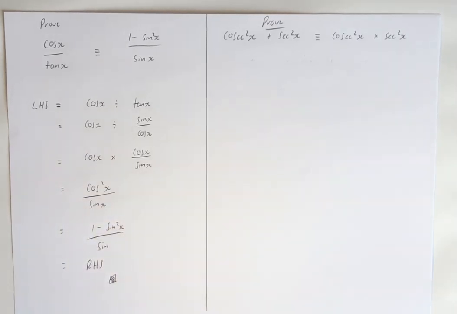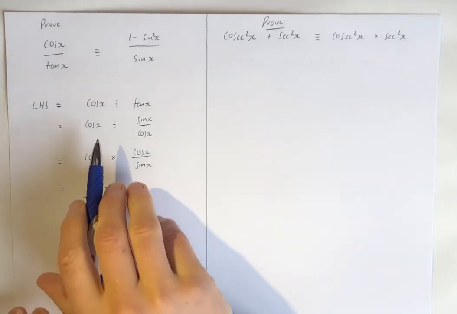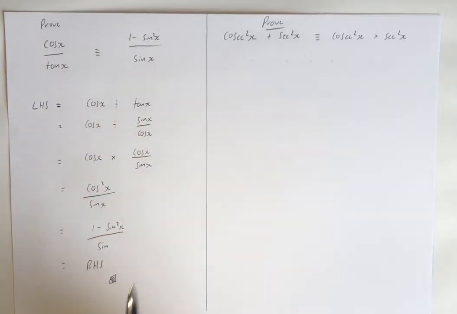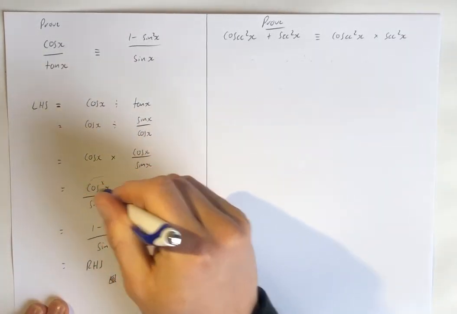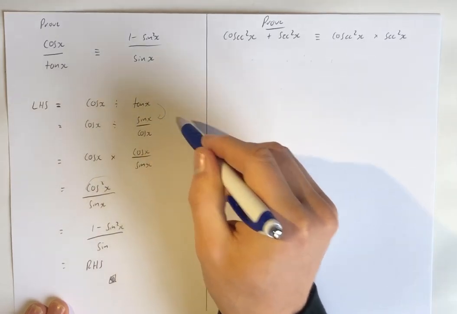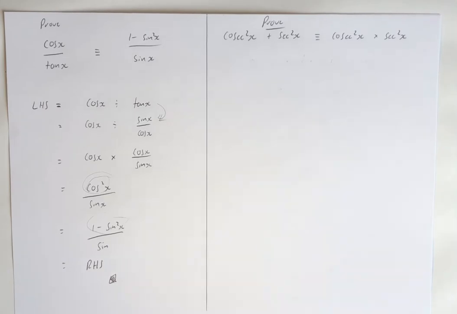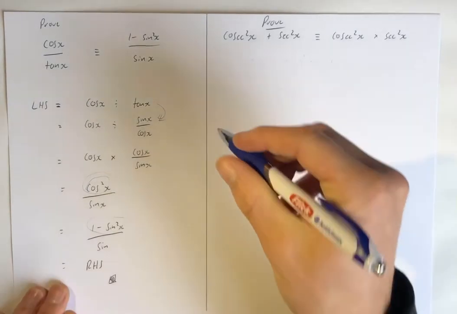Done. Alright, so I'm just doing algebraic manipulation and just understanding how fractions work, really. And then this is actually my first, I've kind of used this identity here, but this is my first big identity, isn't it? Replacing the cosine squared x with 1 minus sine squared x. Let's have a look at this one.